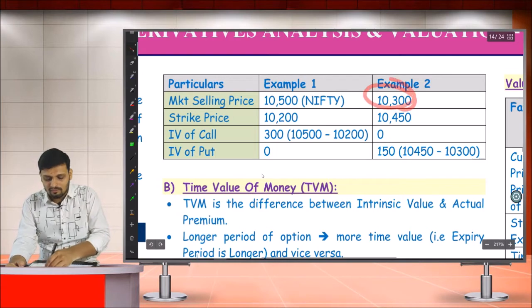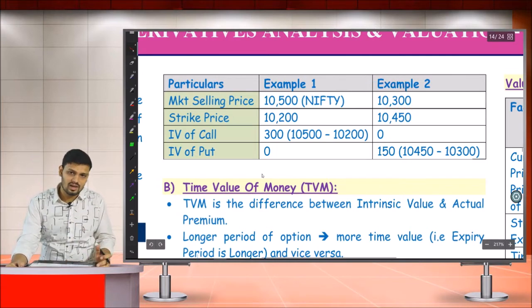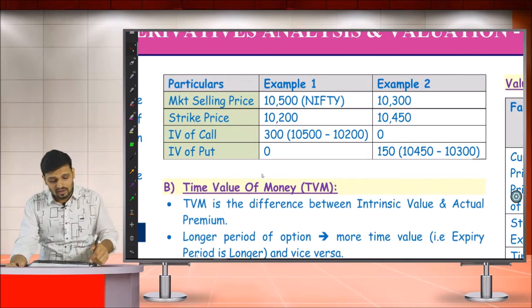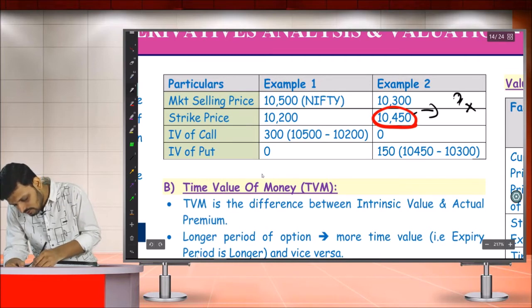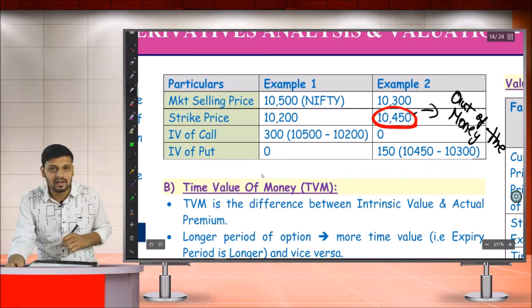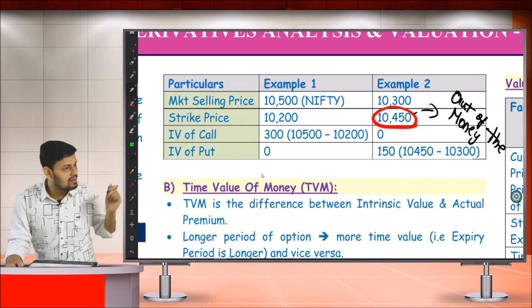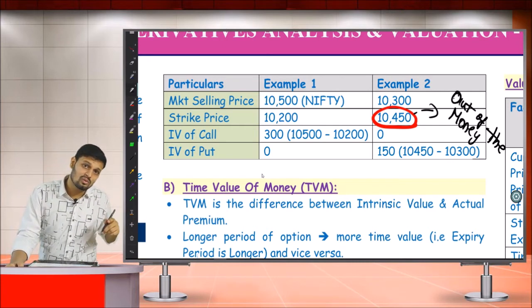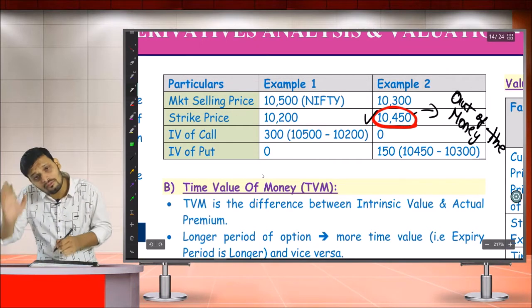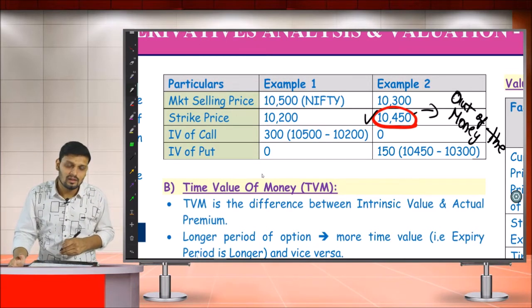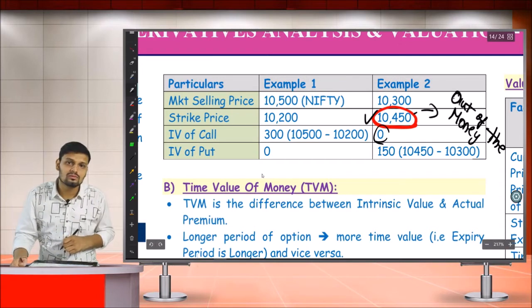In the market, you can buy or sell. You can buy at 10,300. You have opted for a strike price of 10,450. Can I tell the strike price is out of the money? The strike price is out of the money because, see, in the market, you can buy it at 10,300, and you want a strike price to have a right to buy at 10,450. Out of the money. Here, you will never have any intrinsic value.